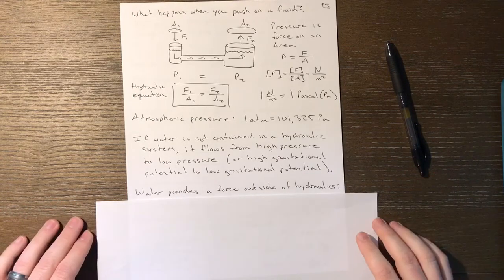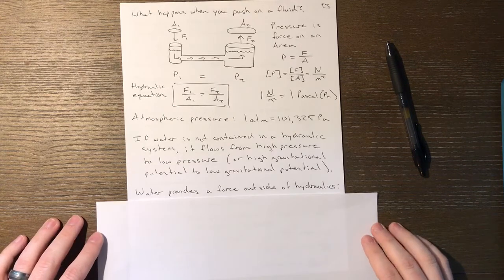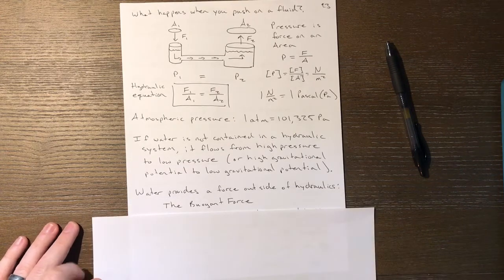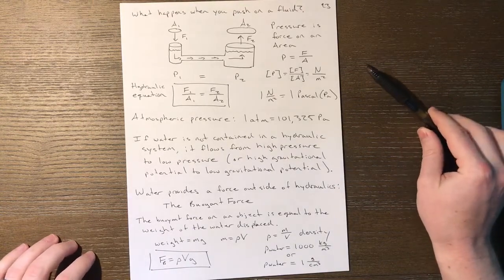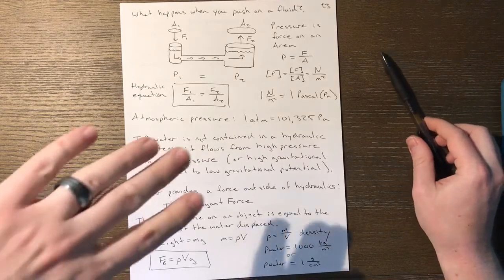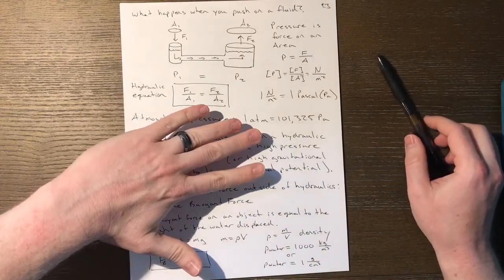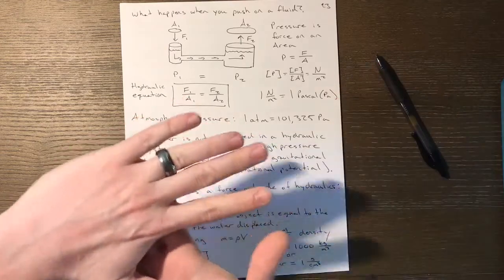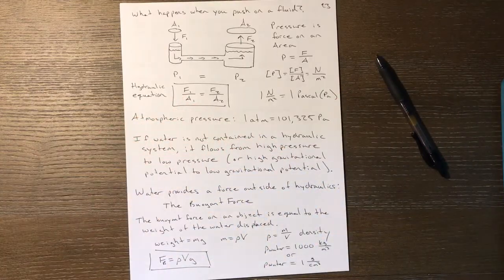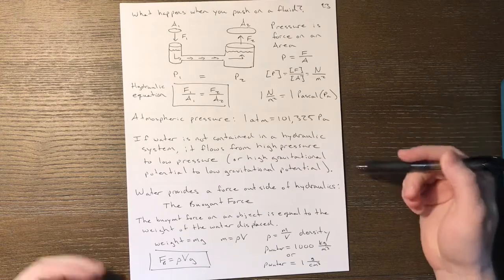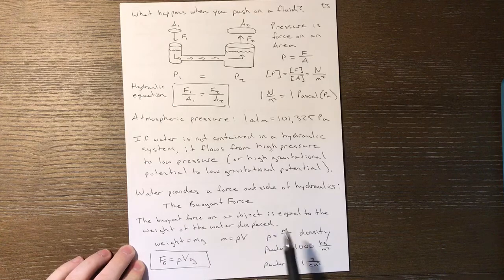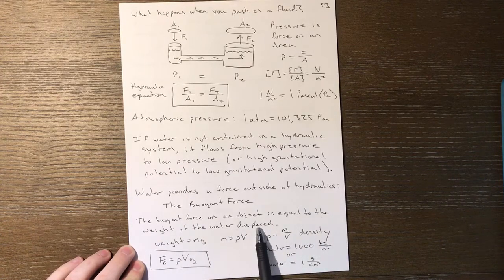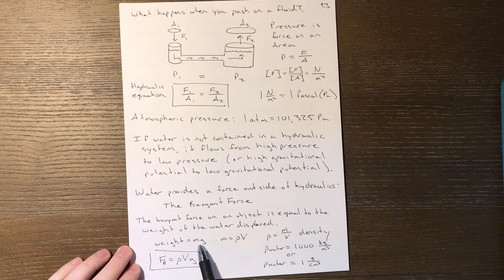But water can actually provide a force outside of hydraulics. That is the buoyant force. And it turns out that the buoyant force on an object is equal to the weight of the water displaced. When your hand pushes that water out of the way, well, that water's pushing back on your hand. It wants it up and out of its bucket. And the amount that it's pushing back onto you, the buoyant force on an object, is equal to the weight of the water displaced. And we know how to compute weight. Weight is just m times g, mass times gravity.